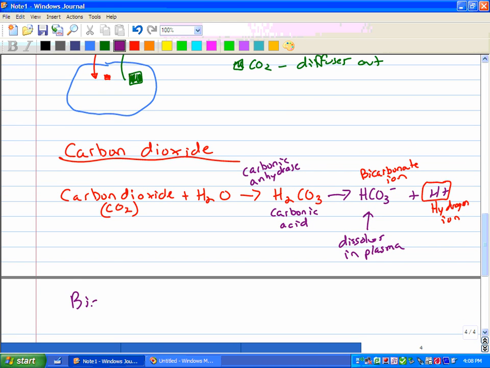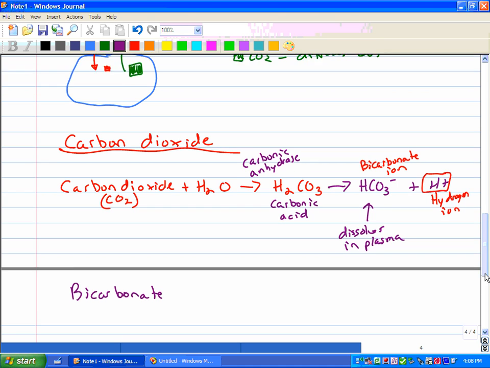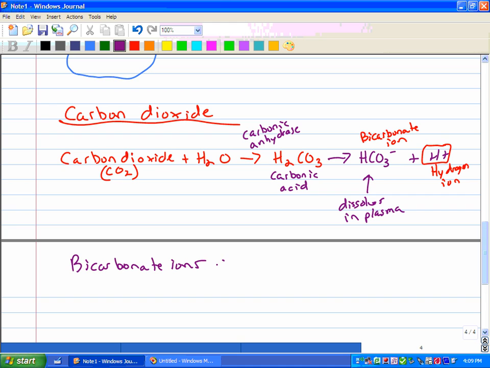So we'll say bicarbonate ions dissolve in the plasma of the blood, and it allows it to be dissolved and carried all the way back to the lungs again.